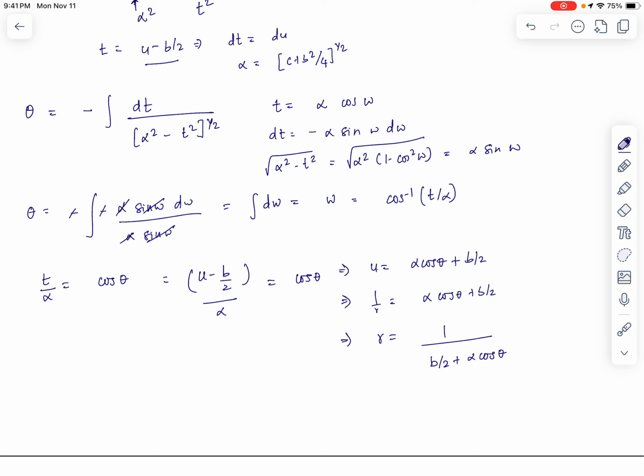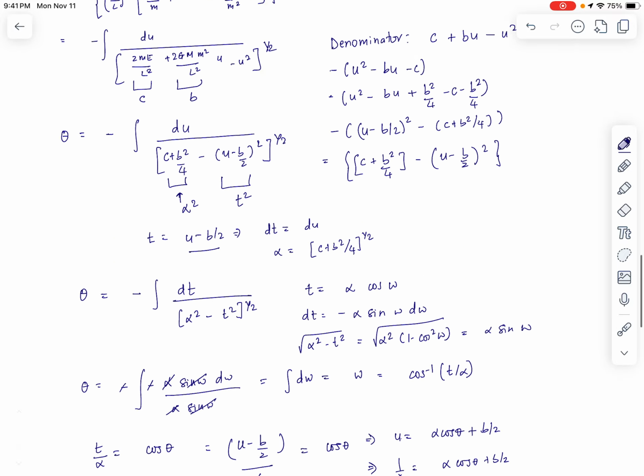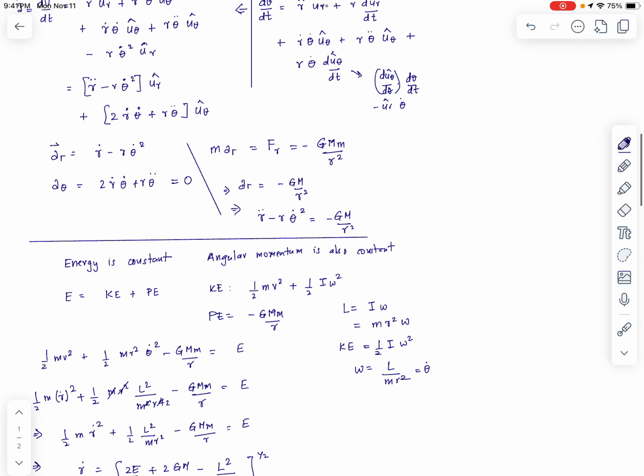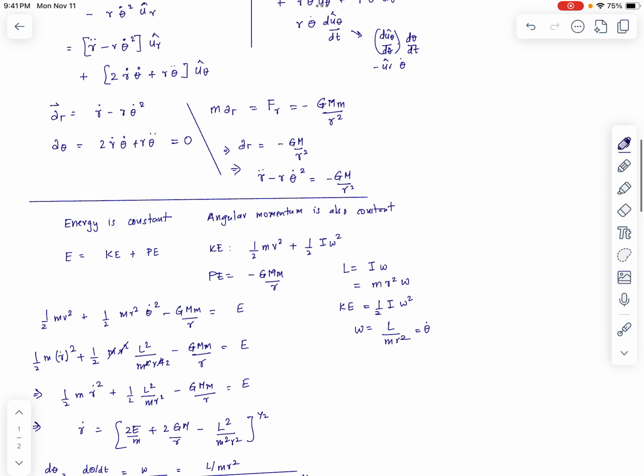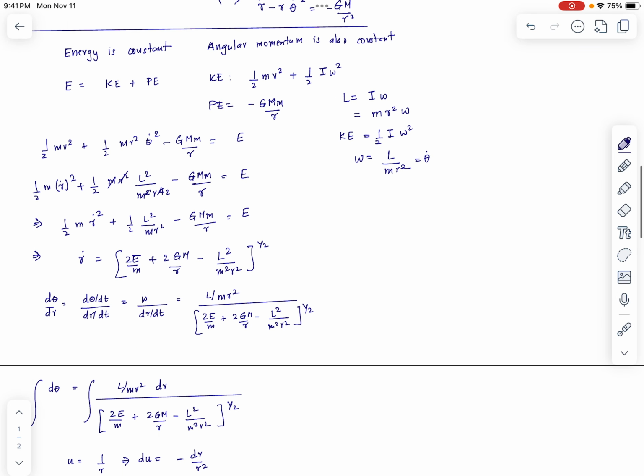around its sun. Okay, so that's the general equation. So let us recap this a little bit, because it has been a bit of a long proof. For this particular purpose, we know that the energy of the planetary system, of the planet revolving around the sun, is constant. Its angular momentum is also constant because there are no external forces.